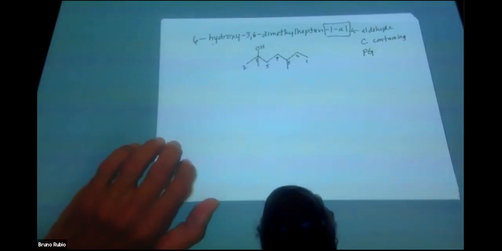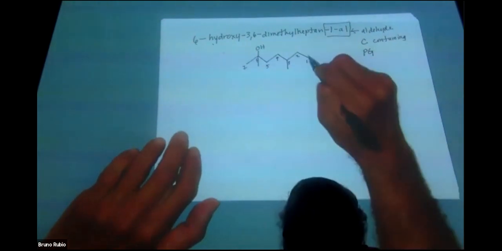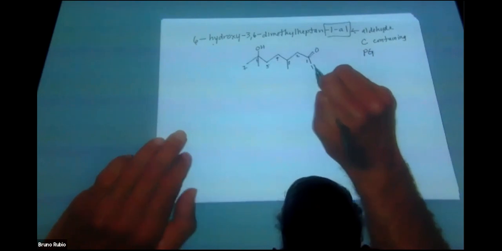Repeat that. When the priority group ending is a carbon-containing functional group, that would be the aldehydes, the carboxylic acids, the amides, the ketones, so on and so forth, you don't add an extra carbon. 1-al is telling you carbon 1 is the aldehyde carbon. So that's what that structure looks like.